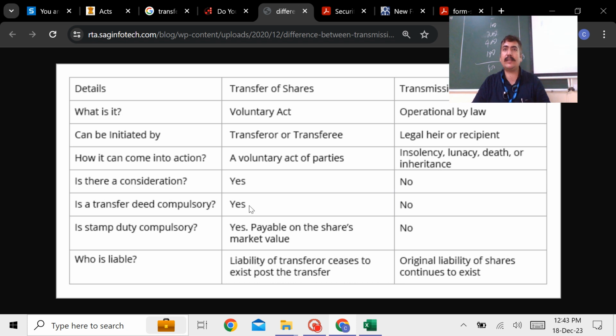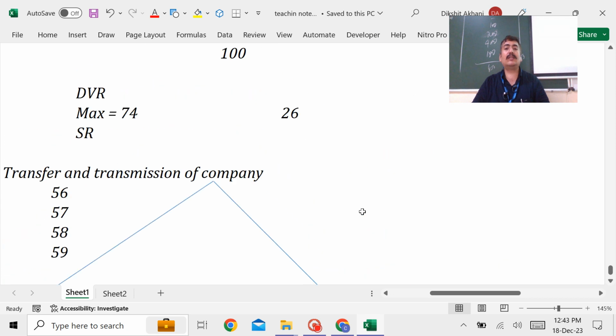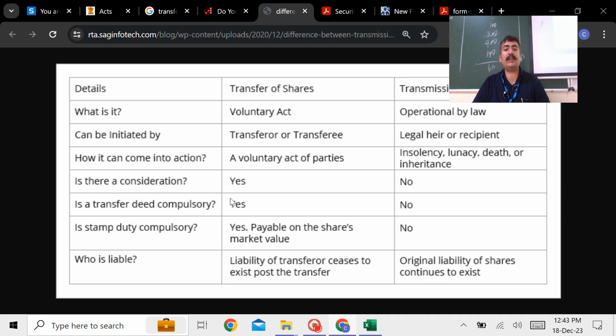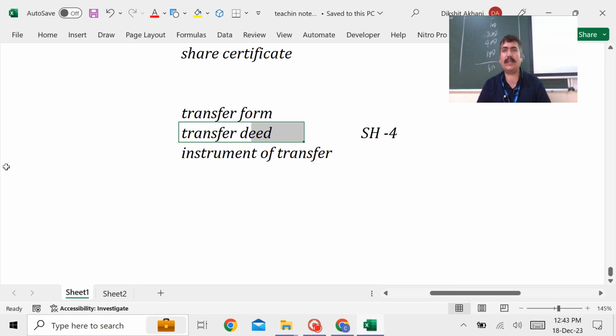Is a transfer deed compulsory? Over here, yes. What is a transfer deed? This SH4 is nothing but the transfer deed. So in transfer it is compulsory, in transmission it is not. Is stamp duty compulsory? For transfer, yes. For transmission, no. So for 5 marks, they may ask this question, the difference between transfer and transmission. So please do not get confused there.